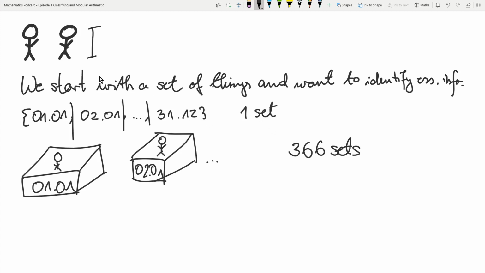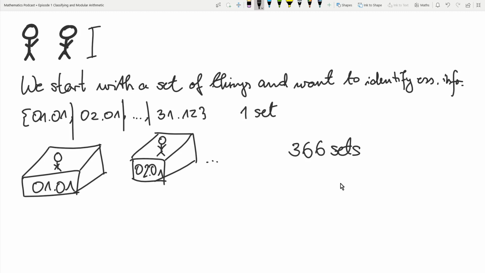This means we start with some humans and we start with some dates and we want to identify the essential information. In our case, the essential information is the day of the birthday, just as the day of the month, which means we have to know when the person was born, which means we have to basically save the information for each and every single day, which is why we reached this conclusion with 366 buckets, basically.